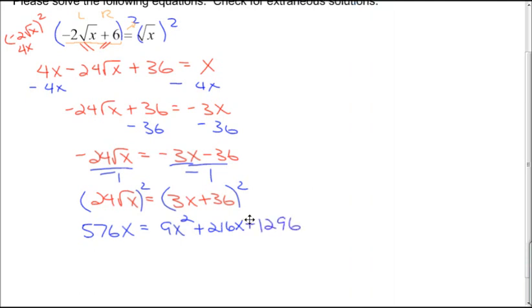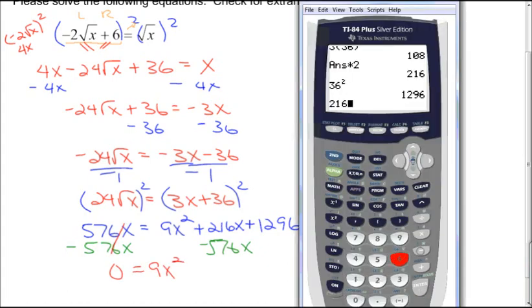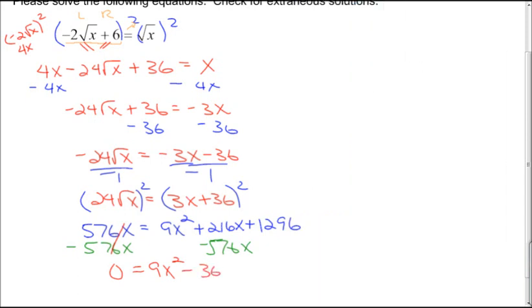Now, if you notice, this is a quadratic because the degree is 2. So I'll just try and set it all equal to 0 and look to factor or use the quadratic formula. So I'll probably subtract 576x and wind up with 0 equals 9x squared, 216 minus 576, and then that's negative 360x, okay, plus 1296. These numbers are obnoxious and large.